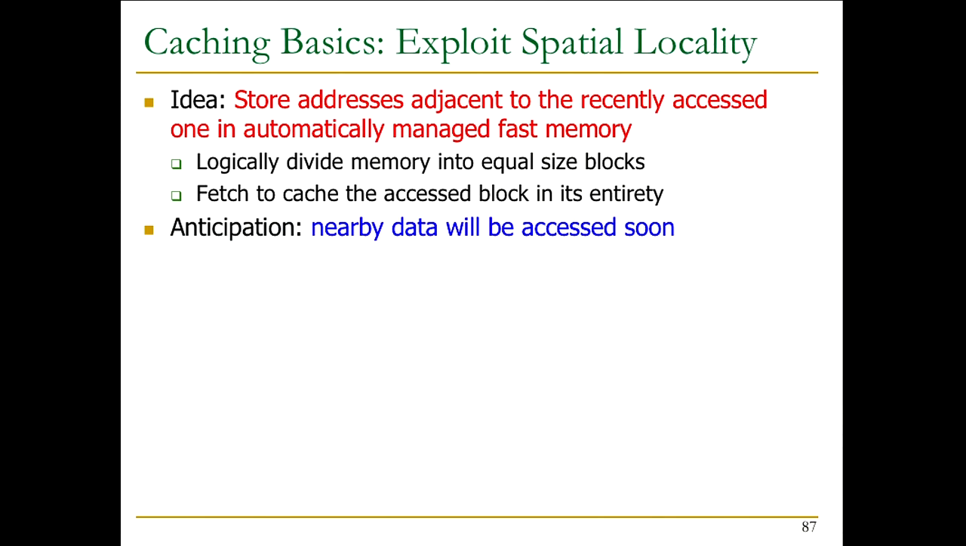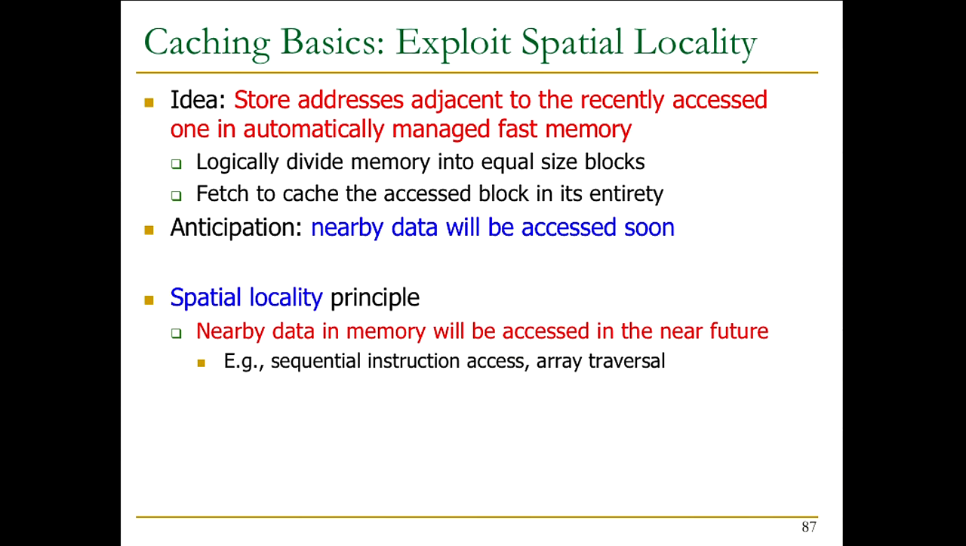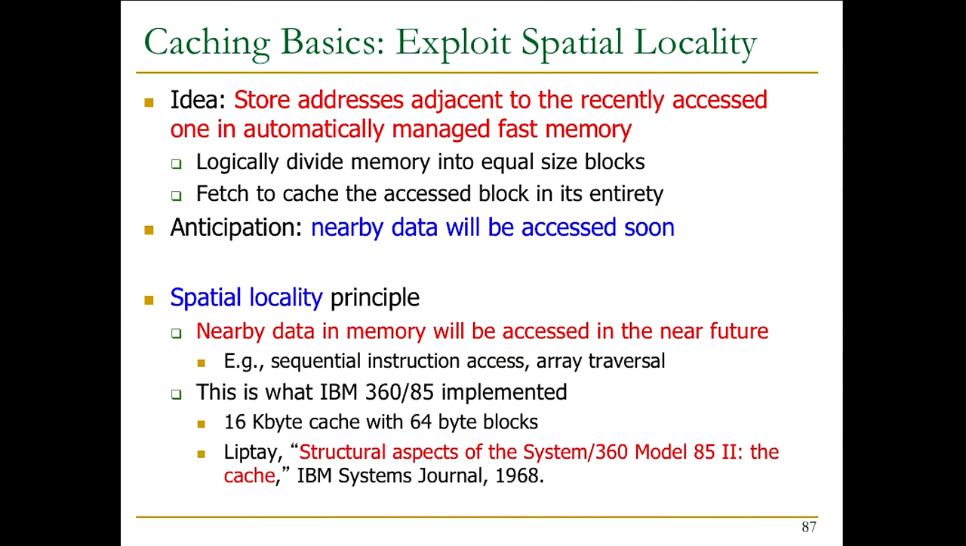You can store addresses adjacent to the recently accessed addresses in automatically managed fast memory. And the way we do it is we logically divide memory into equal sized blocks. And these blocks are larger than a word that you're accessing with a single instruction. And fetch to the cache the accessed block in its entirety. You basically fetch 64 bytes as opposed to 64 bits, hoping that the processor will access the 64 bytes around that 64 bit that it's referenced. That's the anticipation.